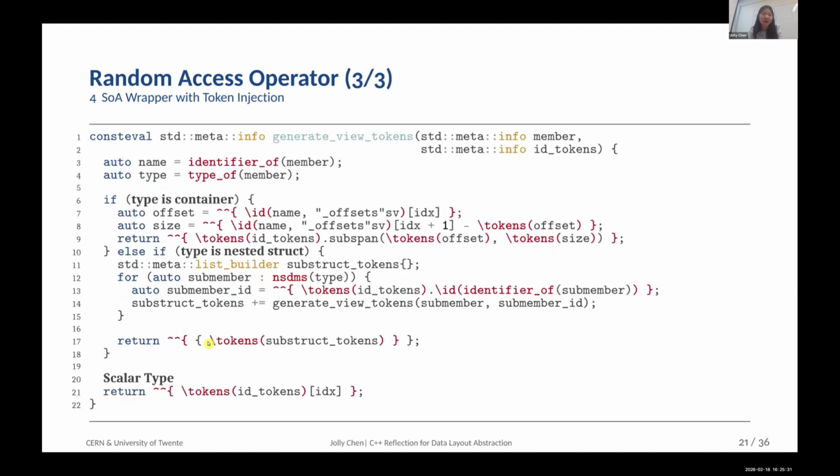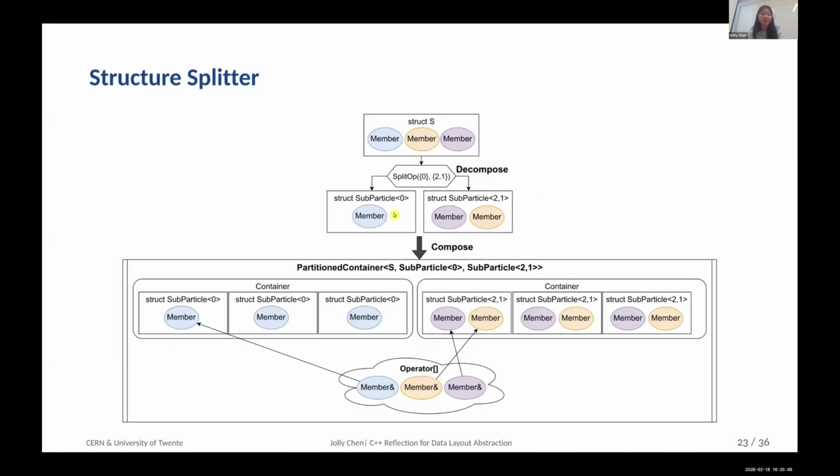For completeness, I have the code for the access operator here, but it uses essentially the same concepts as I've shown before. Since I also don't have a lot of time left, I will not go into detail here. Instead, I want to show the third approach, which is different from the other two, for defining an SOA. In this case, I have the original structure S with 3 data members, and I can decompose this into 2 separate substructures that have a subset of the original data members.